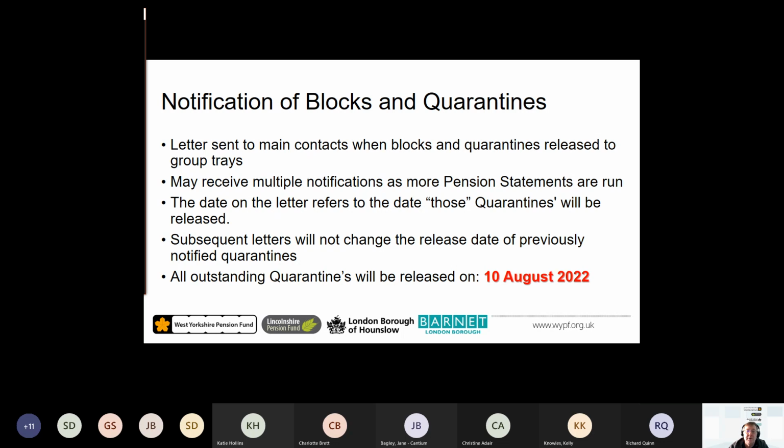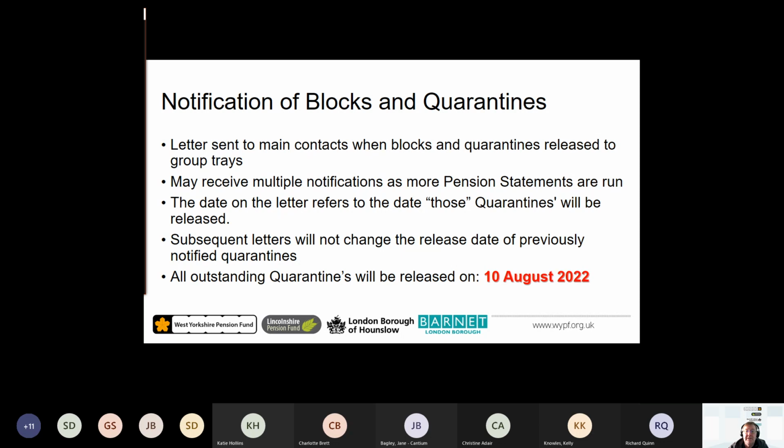So if on the 1st of May you get told you've got 20 quarantines and they're due to be released 6 weeks later, and on the 10th of May we tell you you've got another 15 quarantines and they're going to be released again 6 weeks later, the first notified quarantines will still be 6 weeks from the date of the initial notification. They won't move on. And all outstanding quarantines will be released on the 10th of August, pretty much come what may.